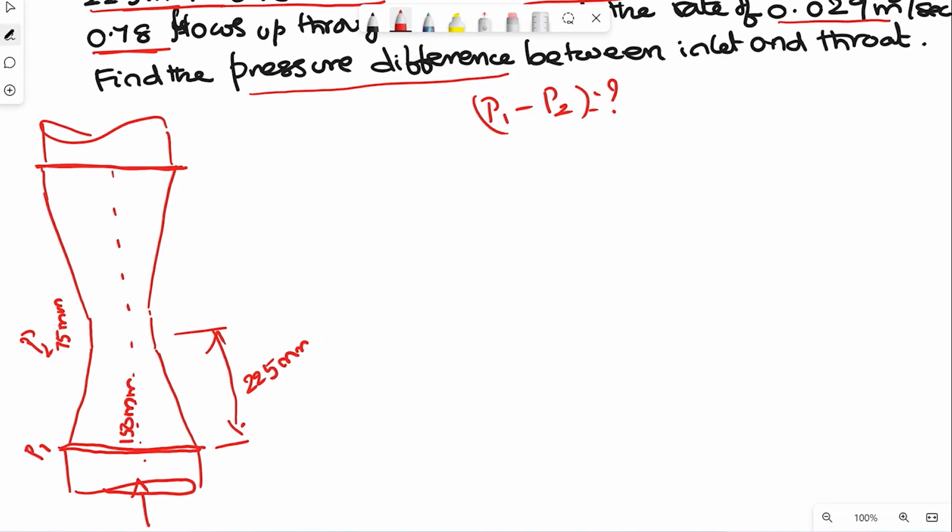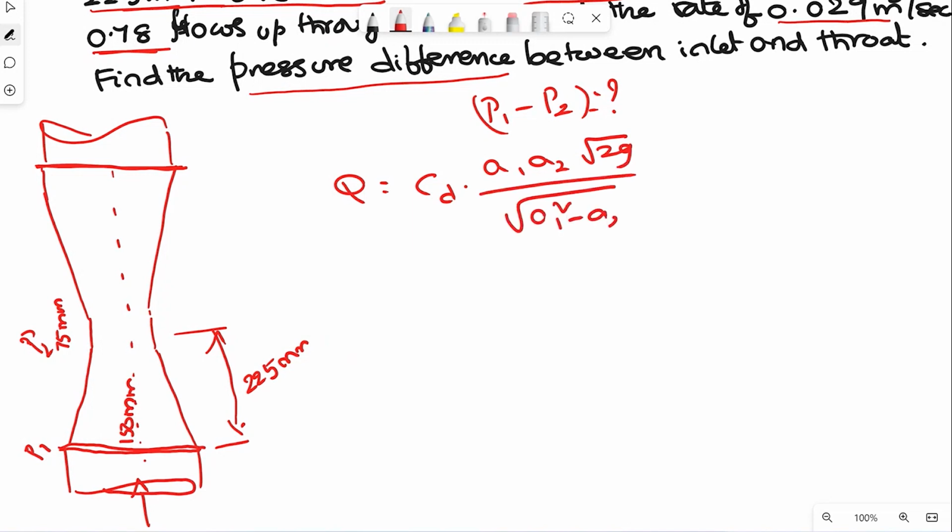Anyhow, the only equation which we know is Q is equal to CD into A1 A2 root 2g divided by square root of A1 squared minus A2 squared, into root h. He has already given what Q is. Q is 0.029 meter cube per second, and CD he has given as 0.96.